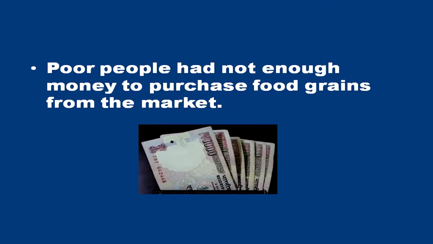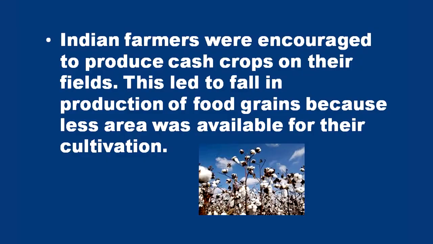The poor people in our country had not enough money to purchase food grains from the market. So this all resulted in the frequently occurring famines in our country. The Indian farmers were encouraged to produce cash crops on their fields. This led to the fall in the production of food grains because less area was available for their cultivation.